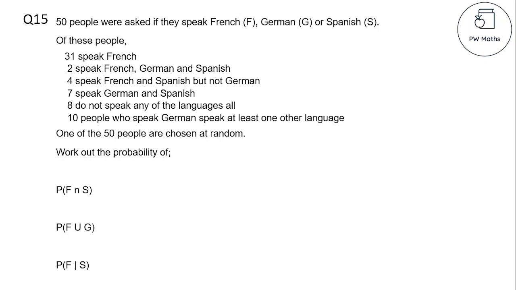50 people were asked if they speak French, German or Spanish. Of these people, 31 speak French. No way can I deal with 31, 2, 4, 7, 8, 10, 50 all at the same time. So I'm thinking the question is about probability.